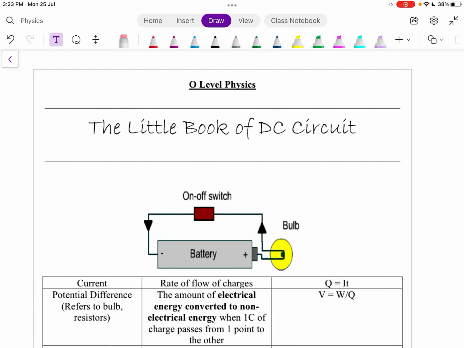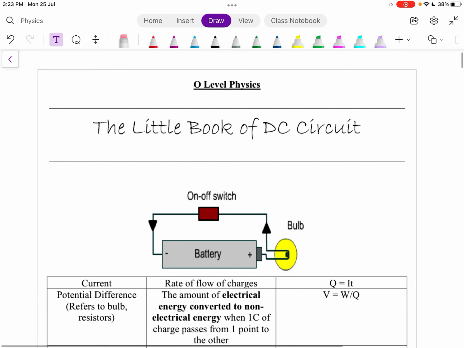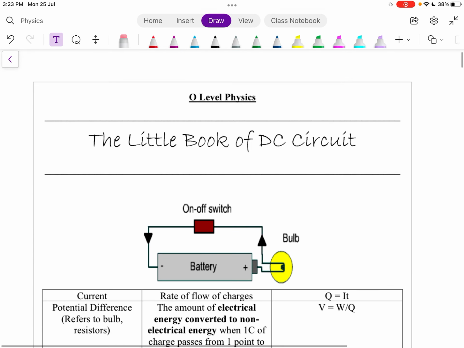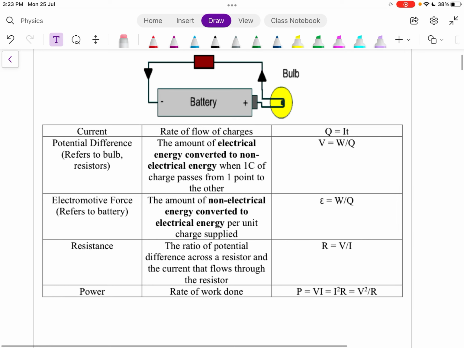Alright, so welcome to this DC circuit video. Of course, before I start this video, let's do a very quick recap on our COE. In COE we learned a few terminologies. First of all, of course, is our current.